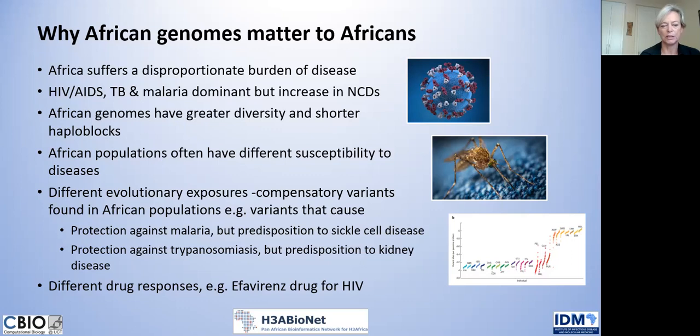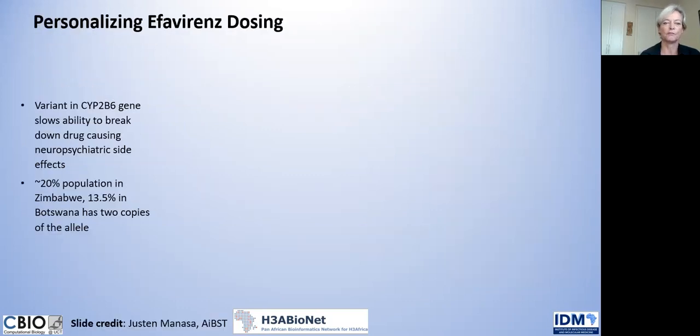And then, of course, this also means that African populations and all worldwide populations have different responses to drugs. An example is efavirenz, which is a drug for treating HIV. There's a variant in the CYP2B6 gene, which slows the ability to break down the drug. And if you get the incorrect dose and you have this variant, then you have terrible neuropsychiatric side effects. In fact, if you look closely, 20% of the population in Zimbabwe and 13.5% of the population in Botswana have 2 copies of this allele.